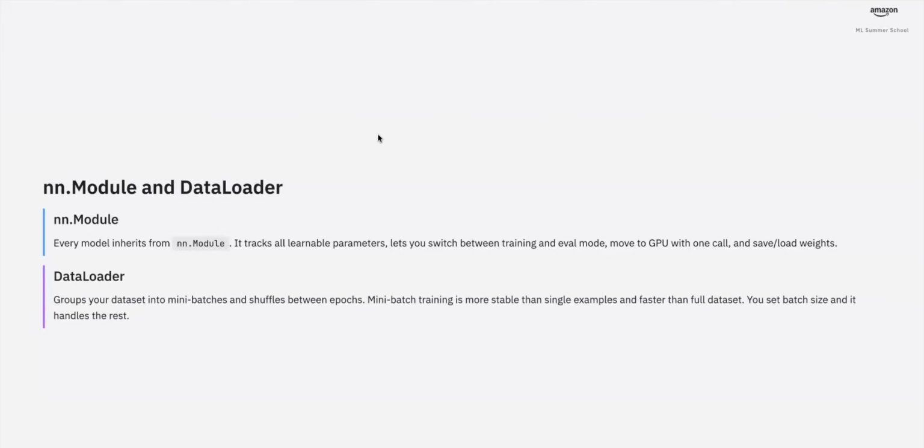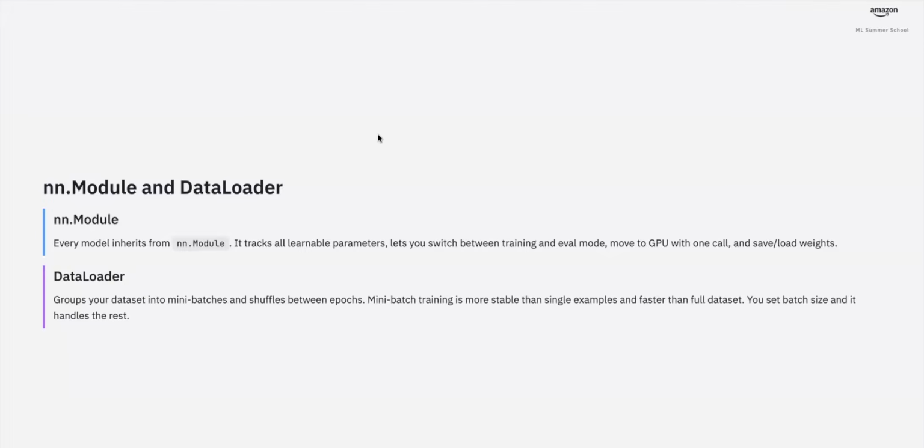Fourth and the last one is the DataLoader. Instead of feeding your data one example at a time, DataLoader groups your dataset into mini batches and shuffles them between epochs. Mini batch training is more stable than single examples and faster than using the full dataset. You tell it the batch size and it handles the rest.